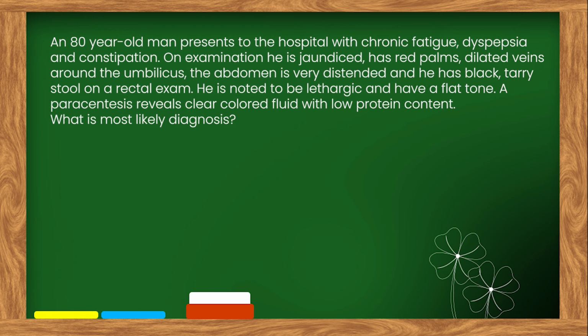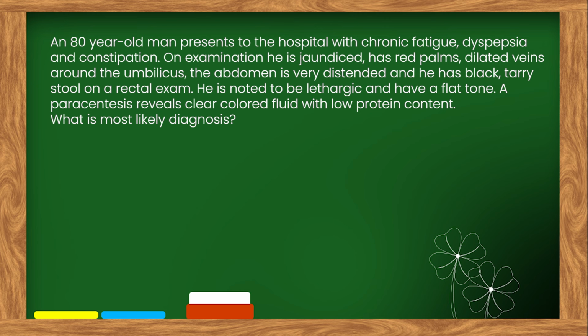Here is our next question. An 80-year-old man presents to the hospital with chronic fatigue, dyspepsia and constipation. On examination he is jaundiced, has red palms, dilated veins around the umbilicus, the abdomen is very distended and he has black, tarry stool on a rectal exam. He is noted to be lethargic and have a flat tone.